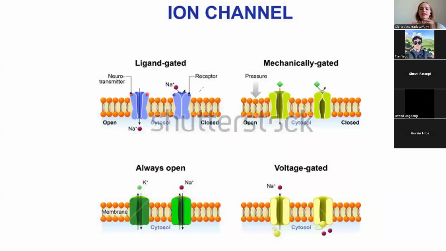Let's move on. Ion channels: what could we have inside our cell membrane? Different types. Let's look. Ligand-gated channels. For the opening of this channel, we need a connection with some ligand, for example a neurotransmitter.